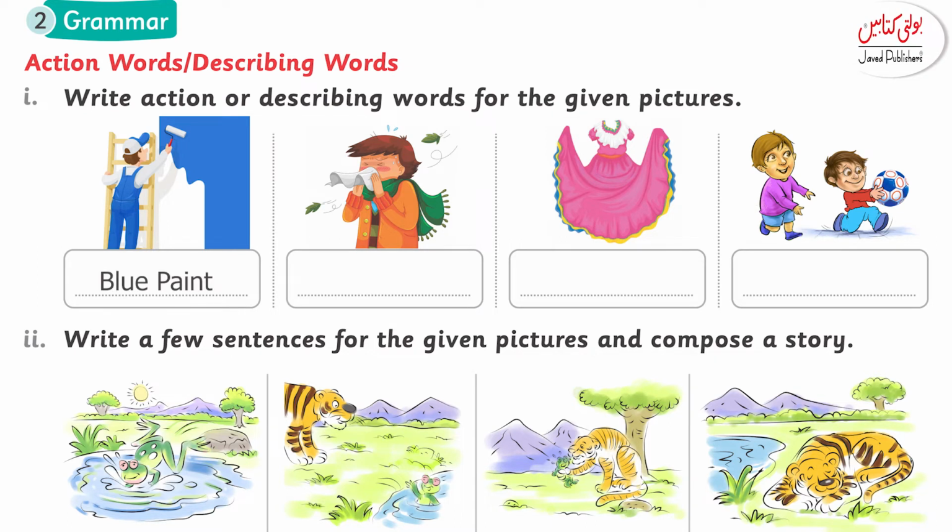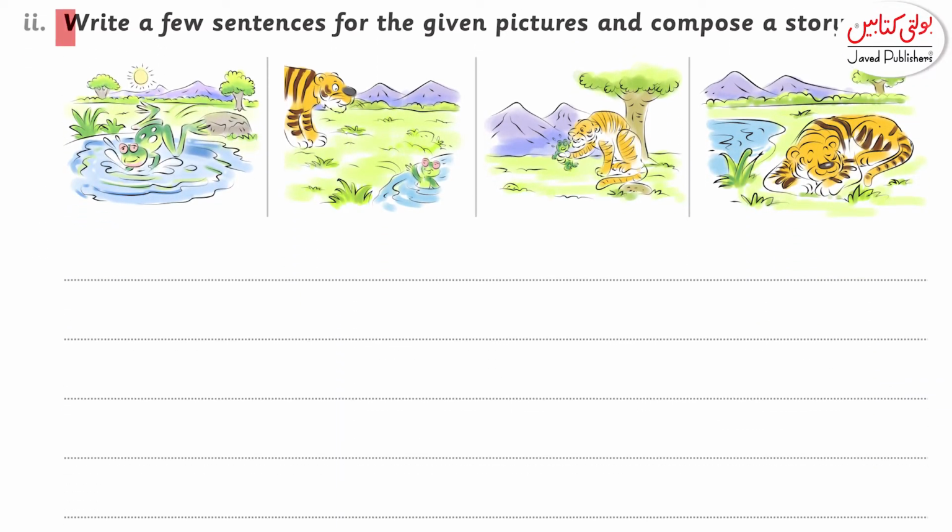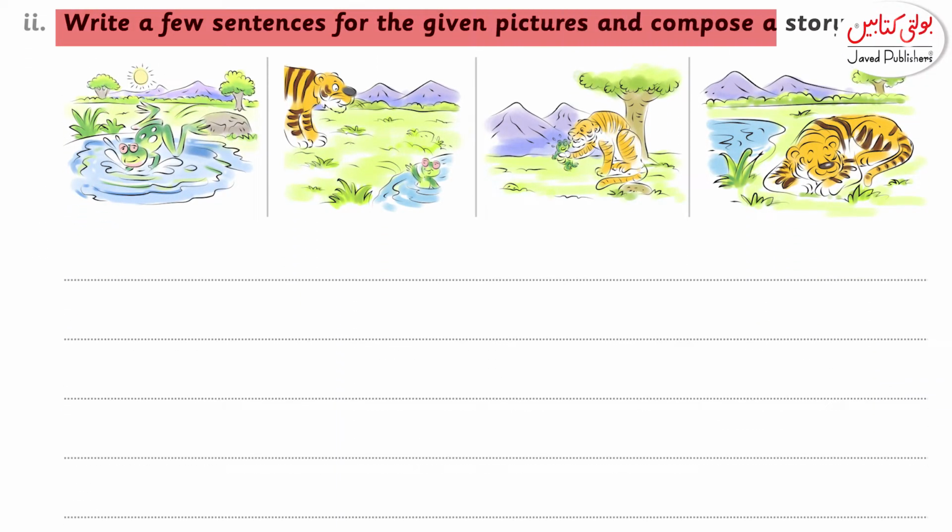It's a blue paint. Second picture, sneeze. Third picture, pink dress. Fourth picture, play. Next question is write a few sentences for the given pictures and compose a story.